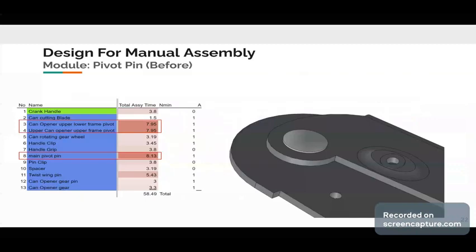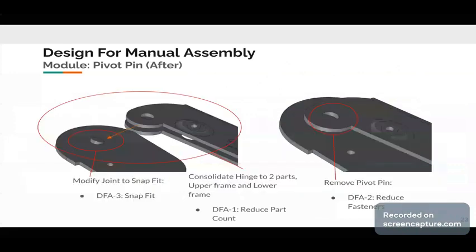The first part we redesigned was the pivot pin, where we removed the main pivot pin and redesigned the upper and lower frames in order to have a snap fit, utilizing DFA principles 1, 2, and 3: reducing part count, reducing fasteners, and implementing a snap fit.